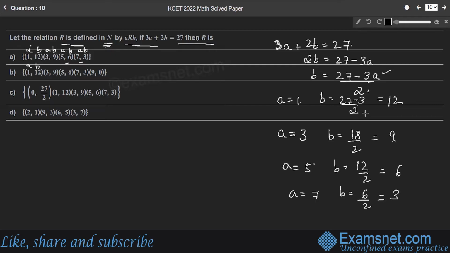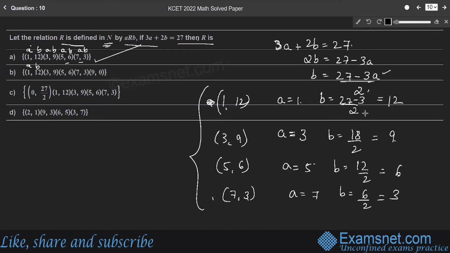So the ordered pairs become 1, 12. Then A is 3, B is 9, so 3, 9. A is 5, B will be 6, so 5, 6, and 7, 3, right? Therefore, option A is the right answer. So A and B values are 1, 12, 3, 9, 5, 6, and 7, 3. So the answer becomes option A.